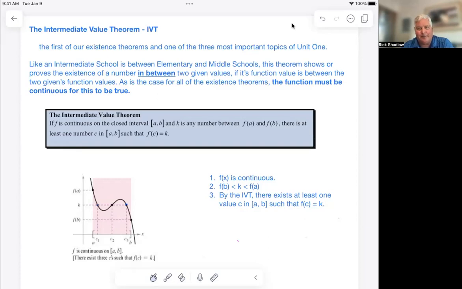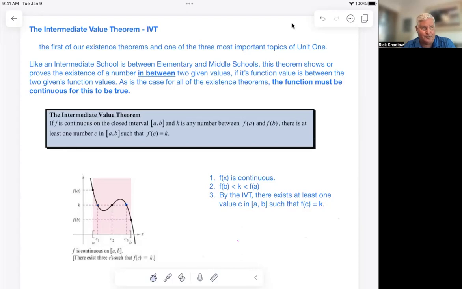So if you have a number that's between two given function values of a function that's continuous, then there has to be a value C, as we call it typically, that's in between the generating function values A and B, such that f of C is equal to that value K that's between the two originals. That sounds pretty complicated, but let's see if we can break it down a little bit.